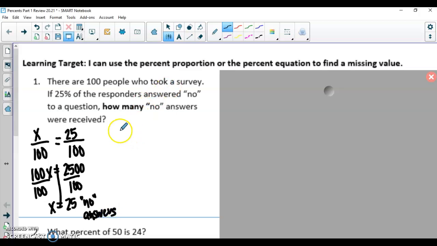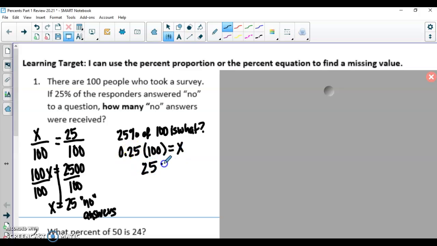If you are an equation setup person, you probably did it that you want 25% of 100 is what? So 25%, 0.25, of means to multiply by 100, is means equals what? And you're still going to get 25 equals x here.